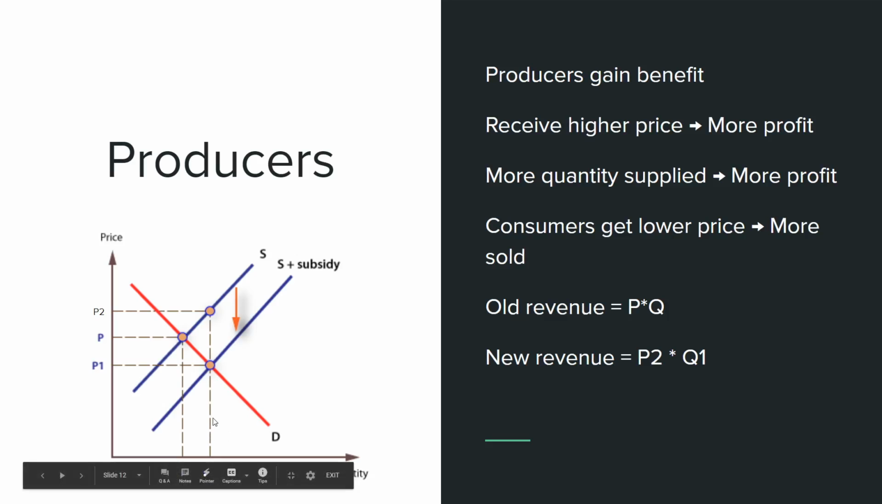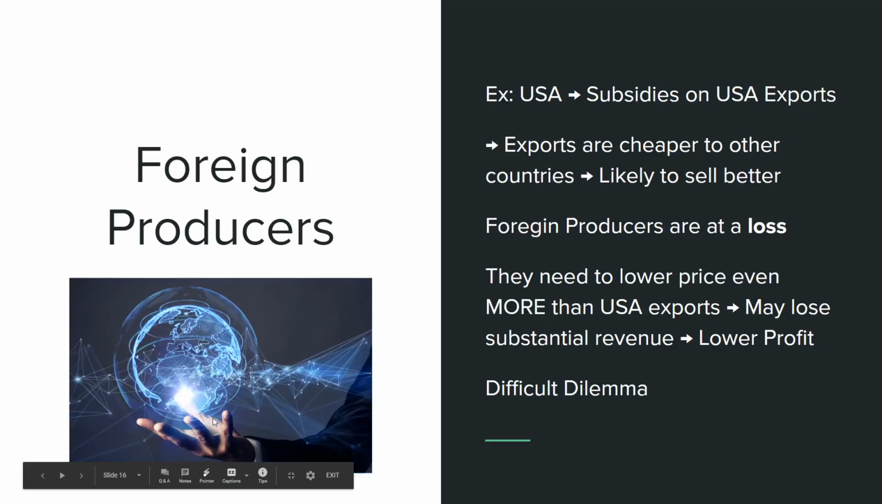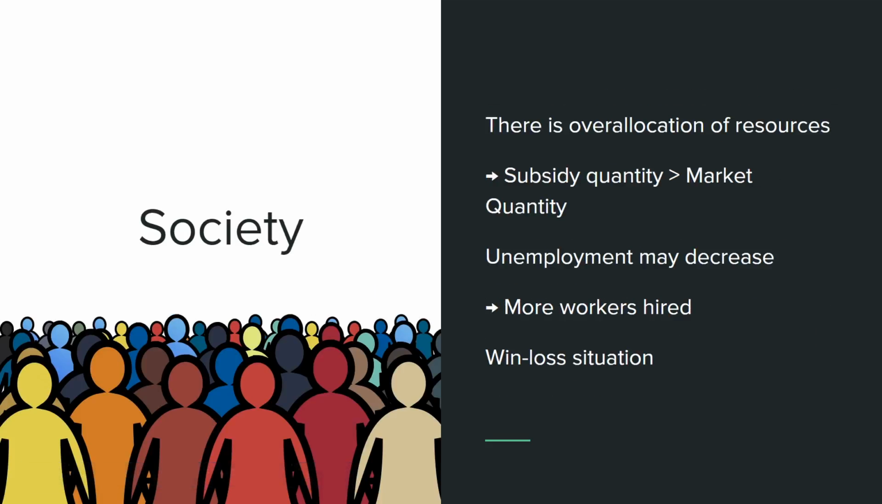So what we say is that in comparison, by using the original market equilibrium quantity as the baseline, subsidy quantity is greater than market quantity, and in that relative comparison, there is over allocation of resources. And what that means is that society may be producing too much of the good, but there are also arguments where society was producing too little before, and that's why over allocation of resources is necessary. So for society as a whole, it's a win-loss situation.